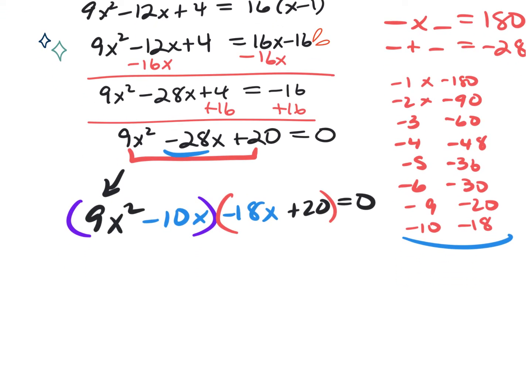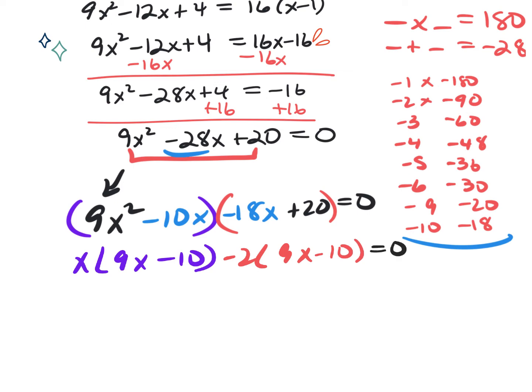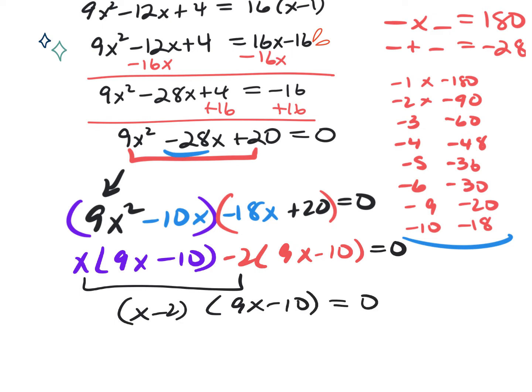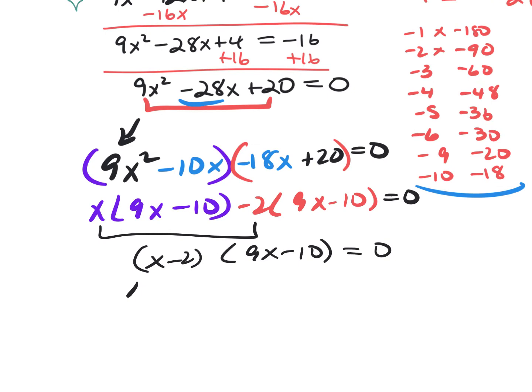My GCF of the purple group is going to be x, so x times 9x minus 10. My GCF of the red group is going to be negative 2, and then you're left with 9x minus 10, and then it's equal to 0. So put that one together along with what was in common, the 9x minus 10. Now set each of the factors equal to 0.